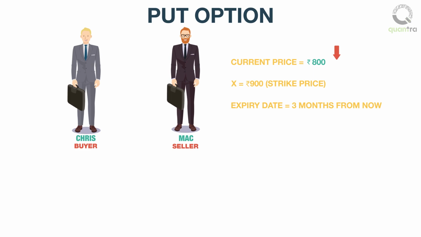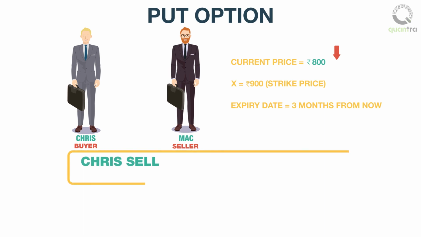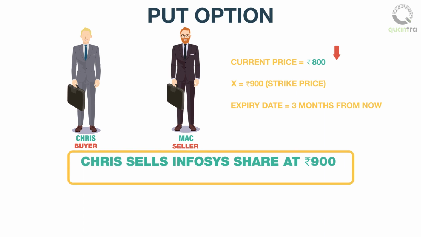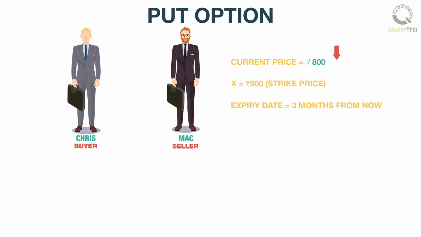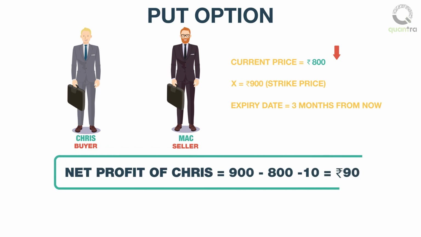In this case, Chris buys the stock from the stock market at 800 rupees and sells it to Mac at 900 rupees, the strike price. According to the agreement, Mac is obligated to purchase the stock of Infosys at 900 rupees from Chris. Mac then goes to the stock market and sells the Infosys stock at 800 rupees. So, the net profit for Chris is 90 rupees. That is 900 rupees minus 800 rupees minus the premium paid of 10 rupees. Similarly, the loss for Mac is 90 rupees.